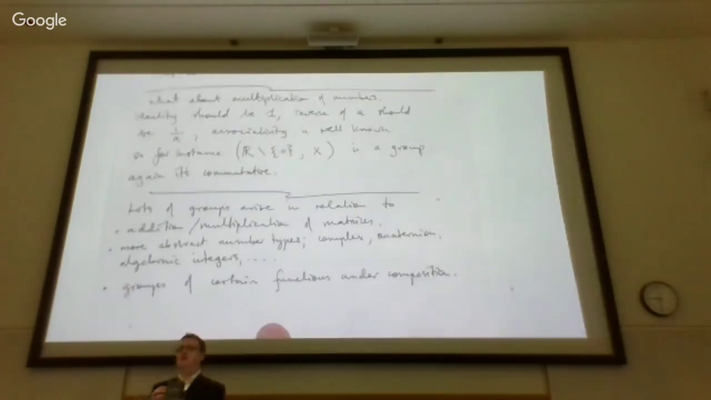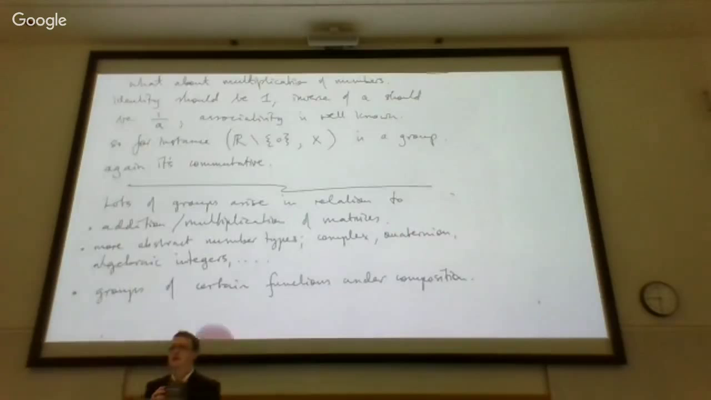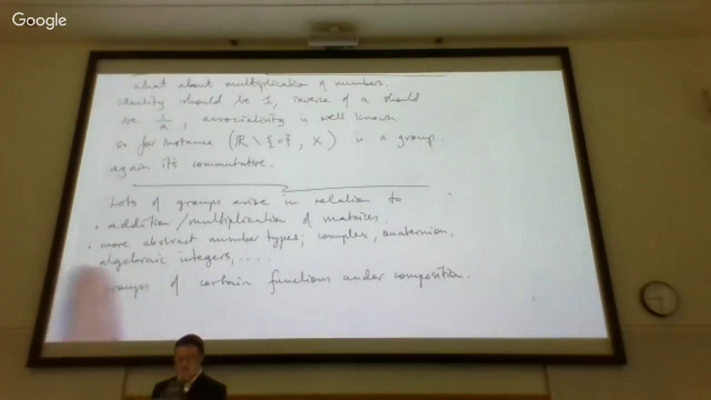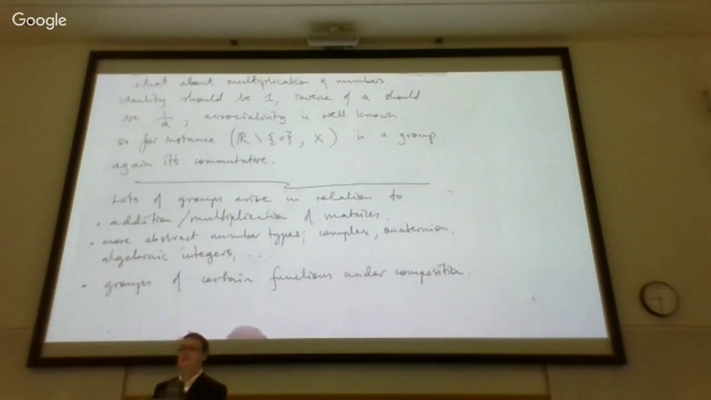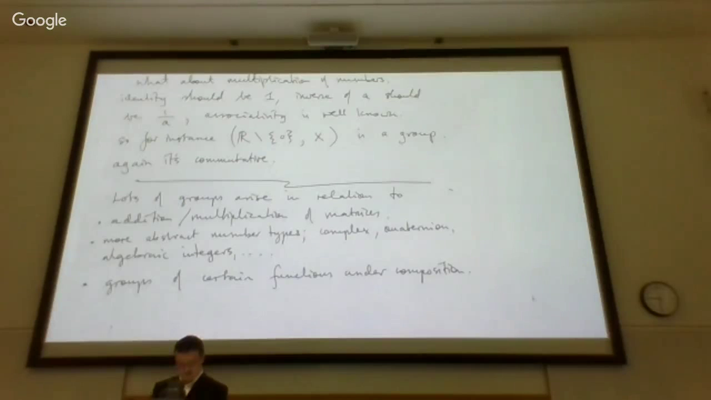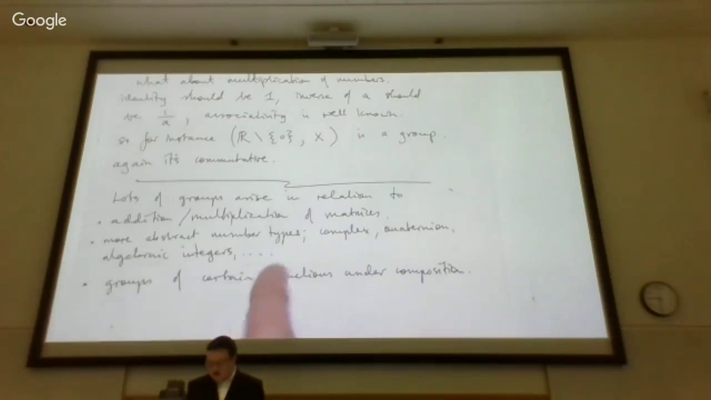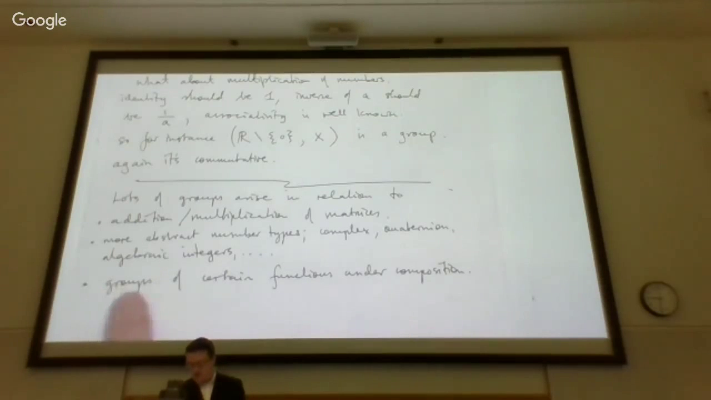Right, is there any trouble there reading what I've got there? Any word unclear? Okay. So we've got addition and multiplication of matrices, more abstract number types, complex numbers, quaternion numbers, algebraic integers, just a few terms I'm throwing down there. And then another important, this is a huge family of groups fall under this description, groups of certain kinds of functions under the operation of composition.